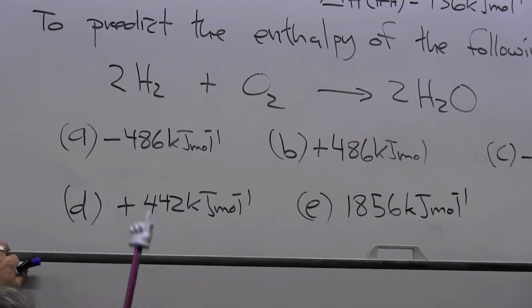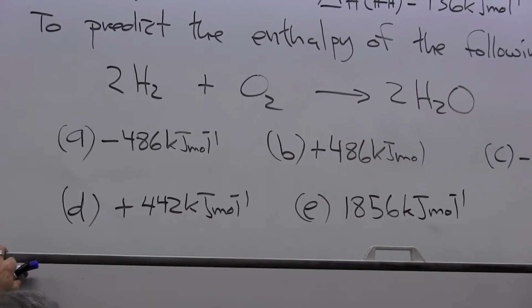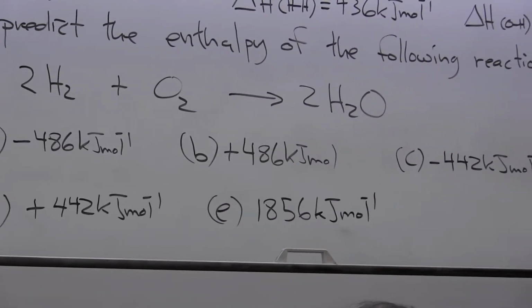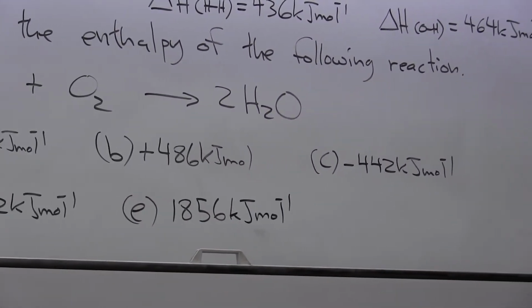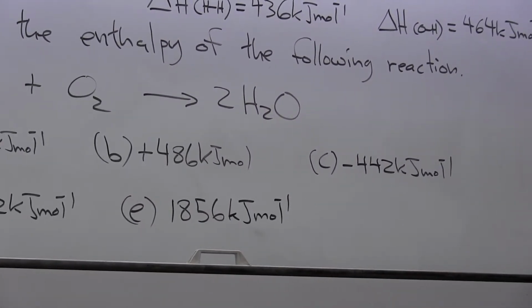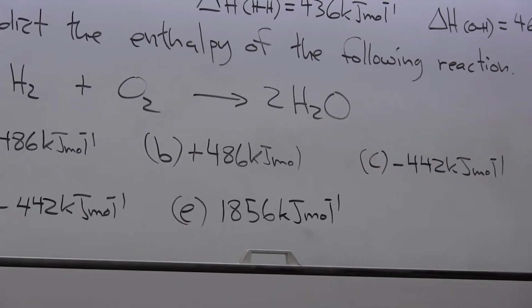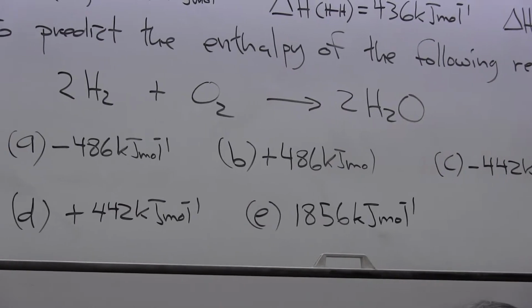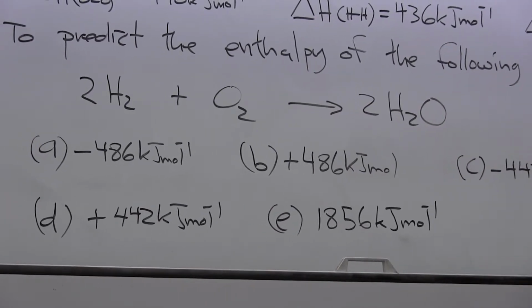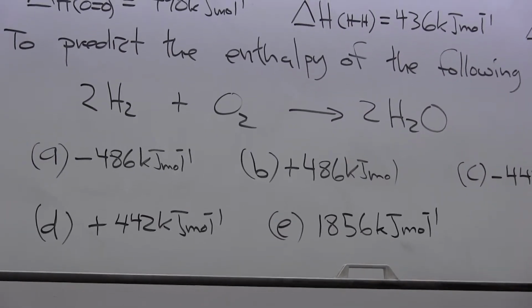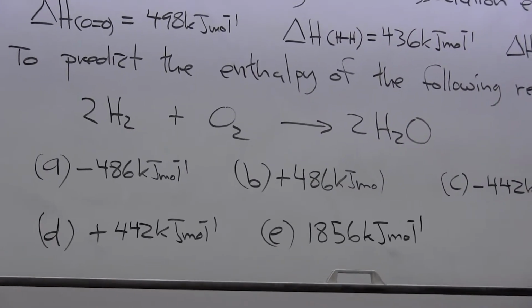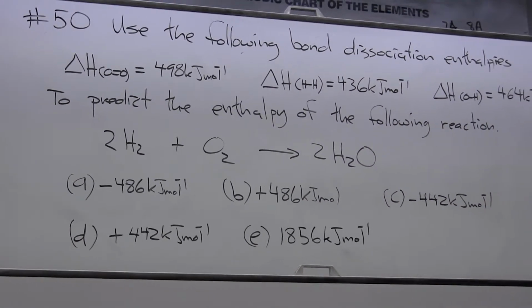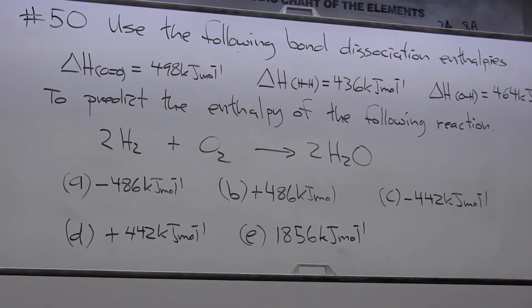A, minus 486 kilojoules per mole. B, plus 486 kilojoules per mole. C, minus 442 kilojoules per mole. D, plus 442 kilojoules per mole. And E, 1856 kilojoules per mole. So this is assumed to be positive, unless otherwise noted.